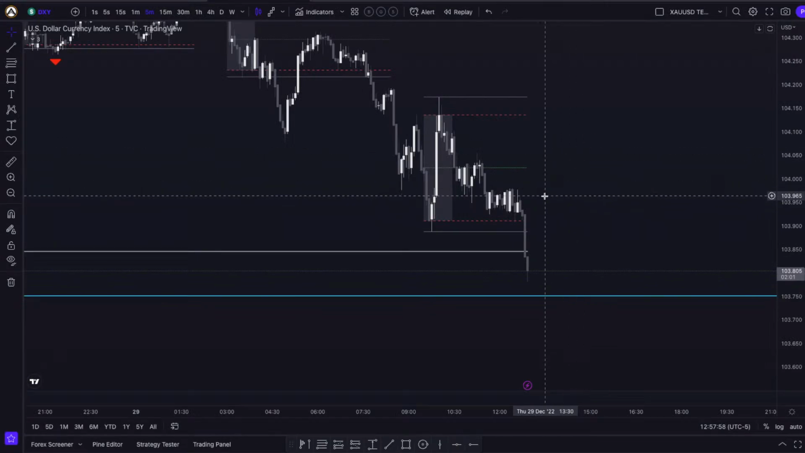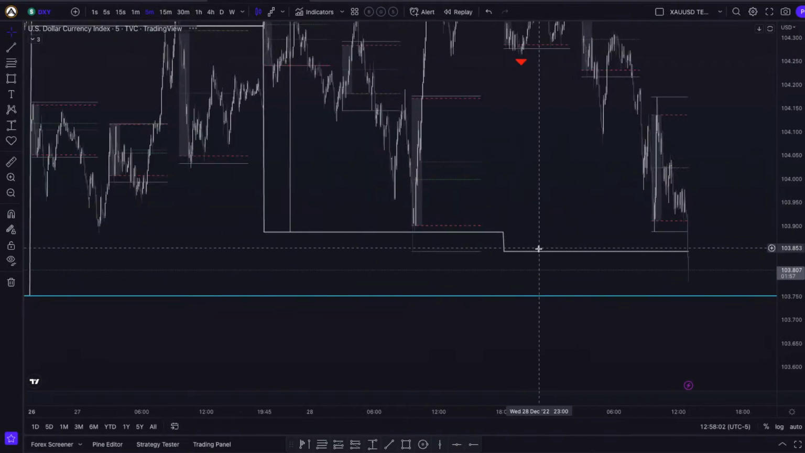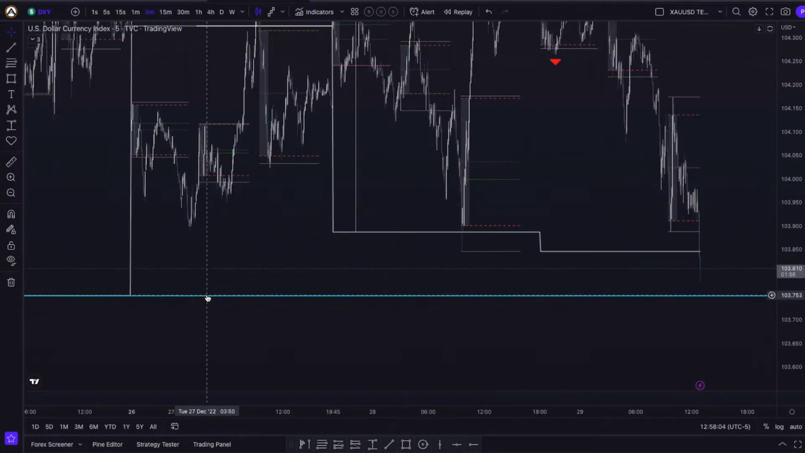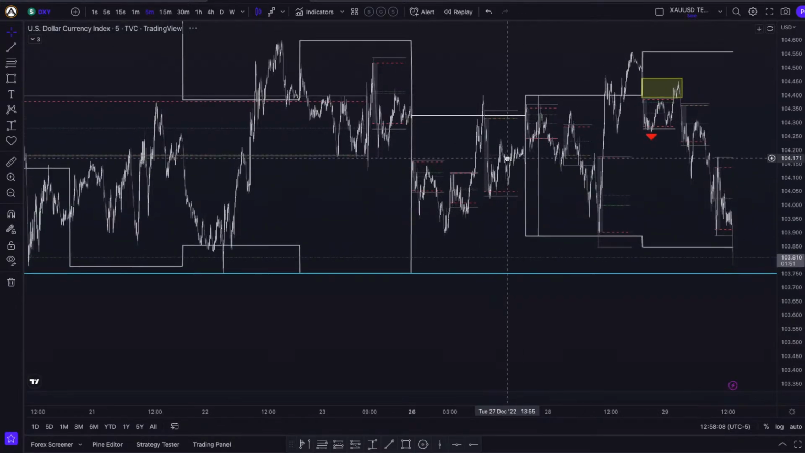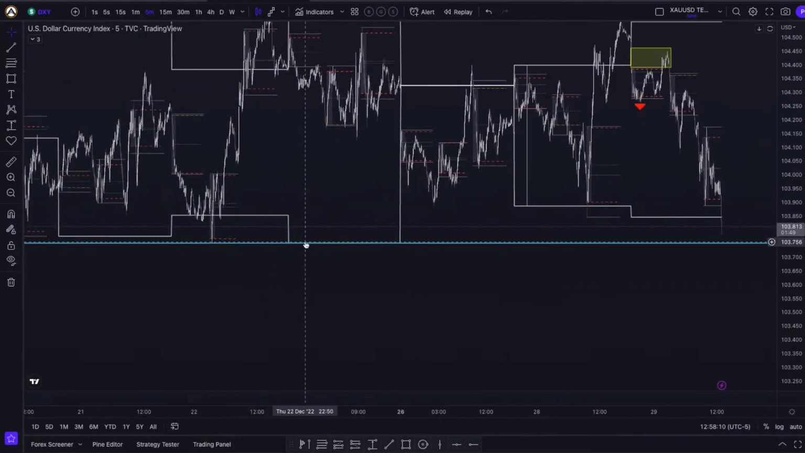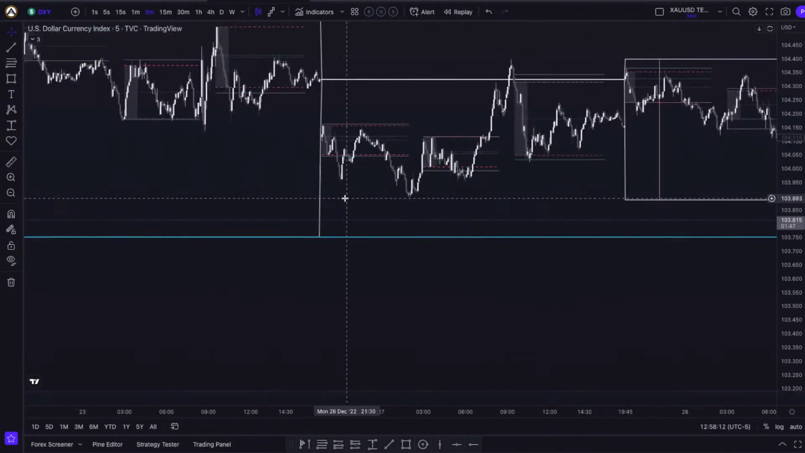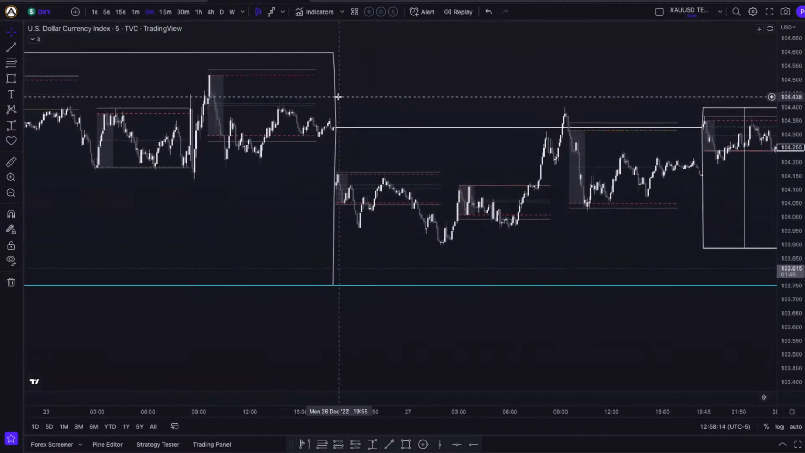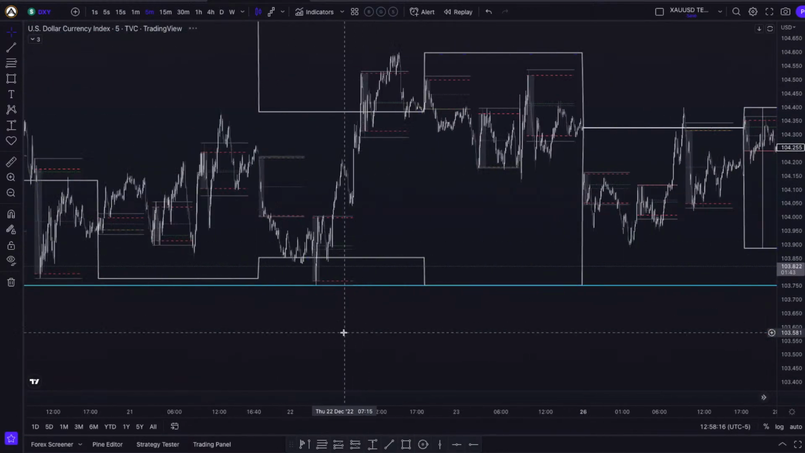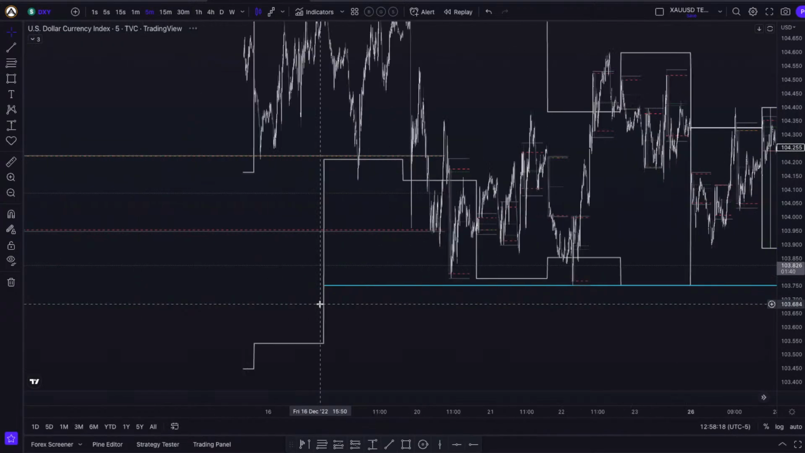DXY is continuing to break. Bearish bias confirmation. We're now below sell side liquidity right here. I'd say the next target overall would be the sell side liquidity below whatever this thing is. What's that? And that's our low from right here.